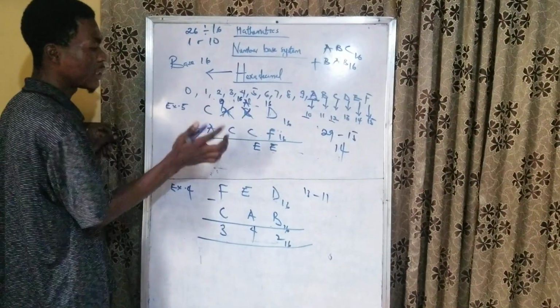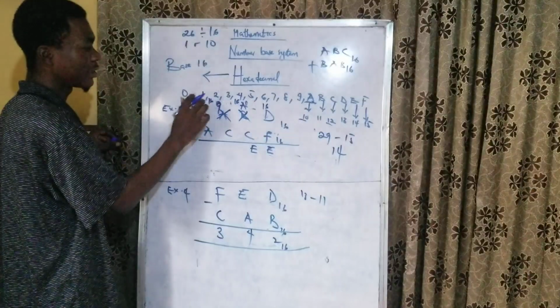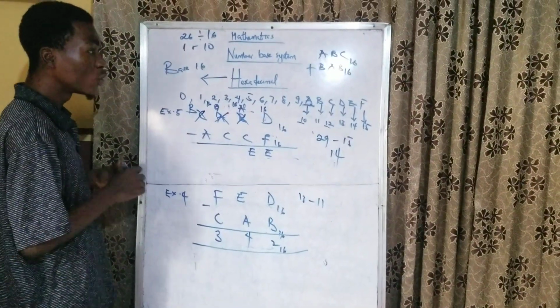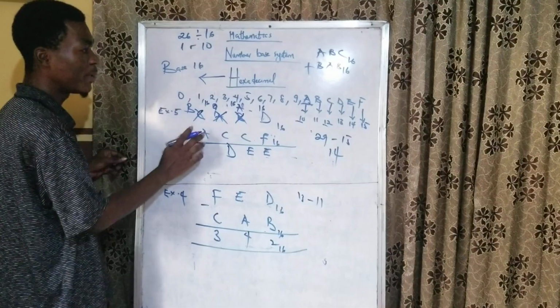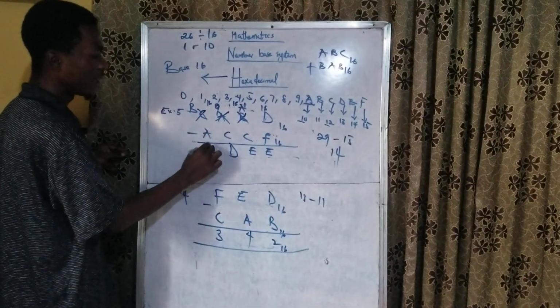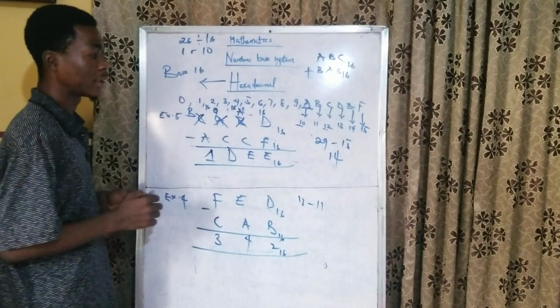So 9 minus C is impossible. So I borrow from this. This one changes to B. And here will be 16. 16 plus 9, that will be 25. 25 minus 12, that will be 13. And what's 13? That's D. B minus A, that will be 1. So 1DEE base 16. I hope we all understand this.